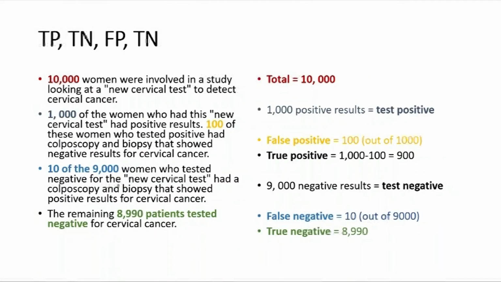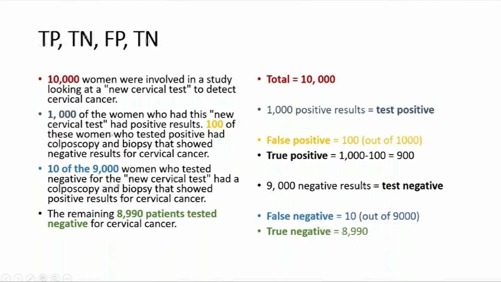Next is true positive, true negative, false positive, and false negative. We will use the information on this slide to explain this concept. 10,000 women were involved in a study looking at a new screening test to detect cervical cancer. So the total number of women involved in this screening is 10,000. 1,000 of the women who had the new cervical screening test had positive results. So the test positive is 1,000.